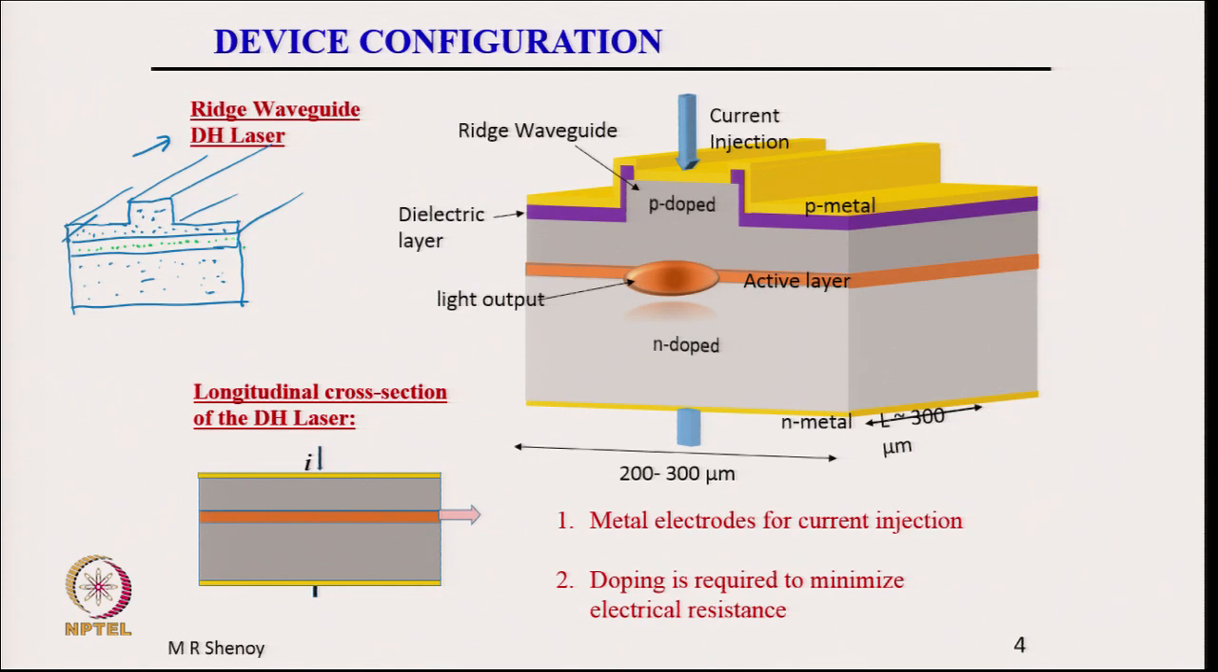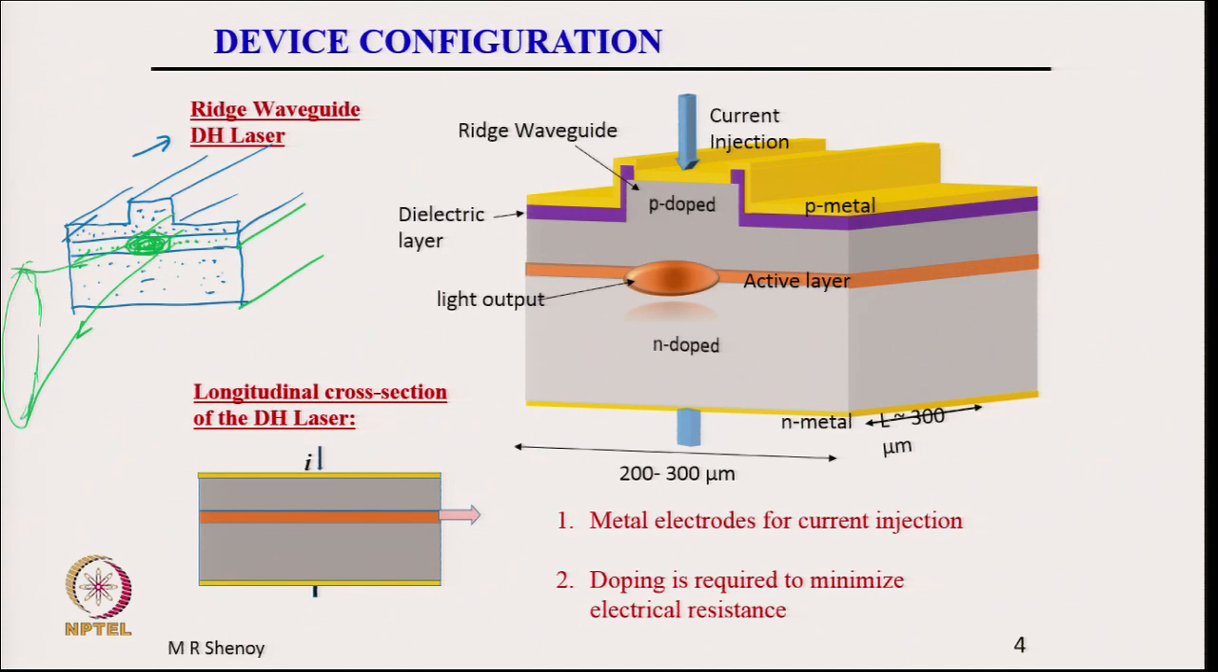So, this is the active layer, and the mode which builds up inside the laser in this direction is the modal spot which is shown here, and the light is coming out in this fashion. This is the cone of light which is coming out. So, the light builds inside the laser and comes out as a cone of light.